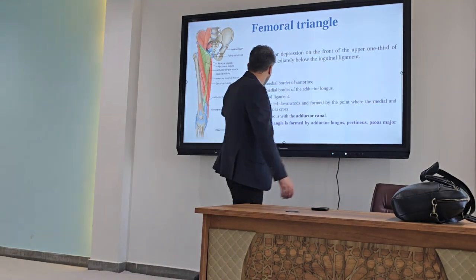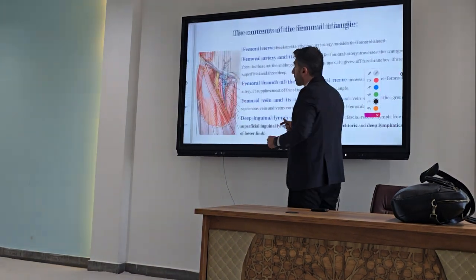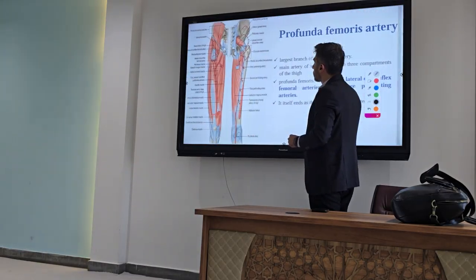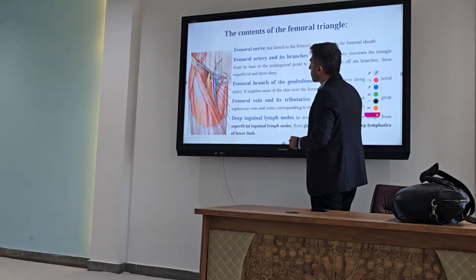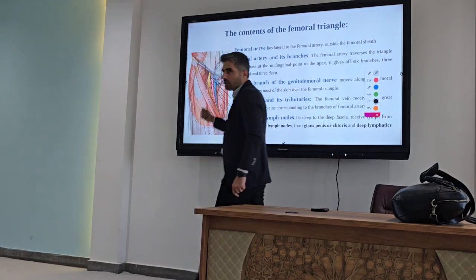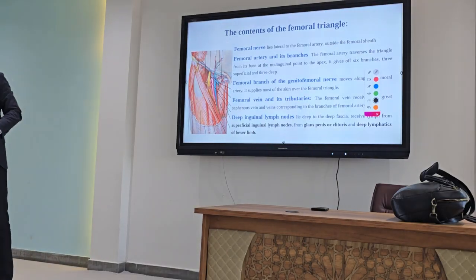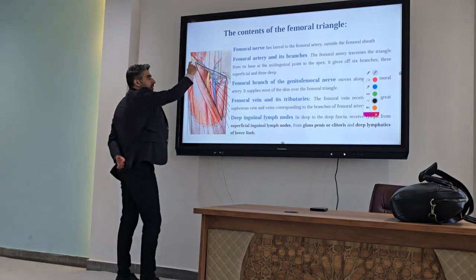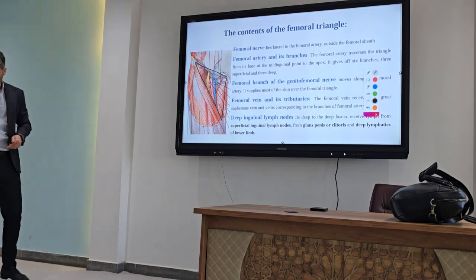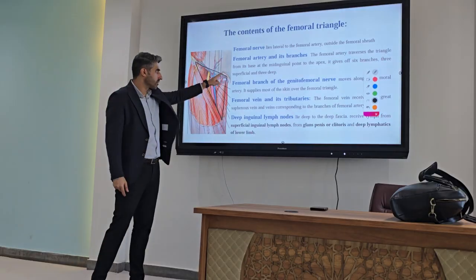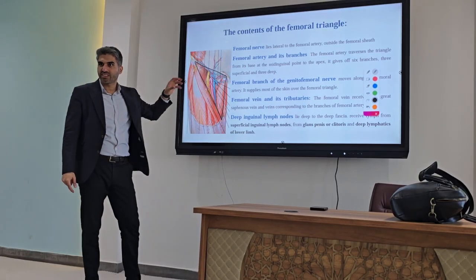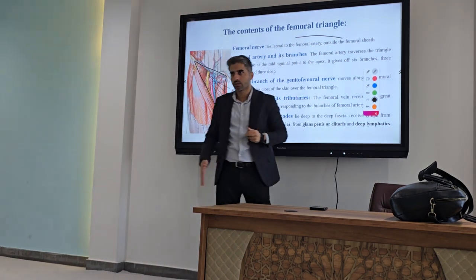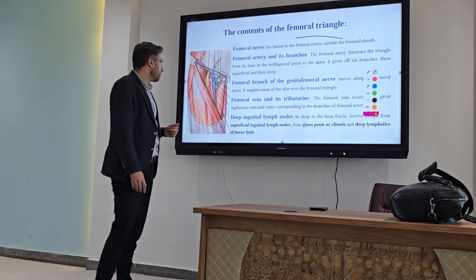We have a triangle and canal. Let me tell you what is femoral triangle. So look at the thigh in this picture. Upper part of the thigh. When you look at the upper part of the thigh, you can see a triangle. So what is the name of this triangle? Femoral triangle. The name of this triangle is femoral triangle.